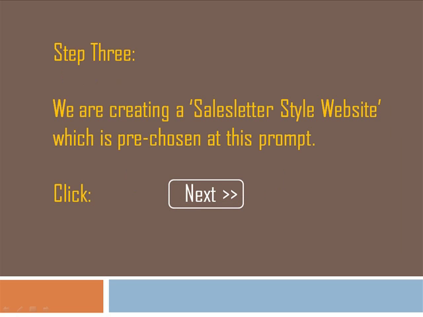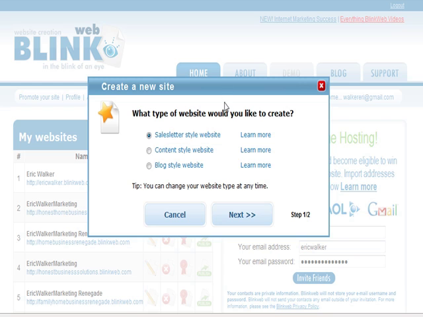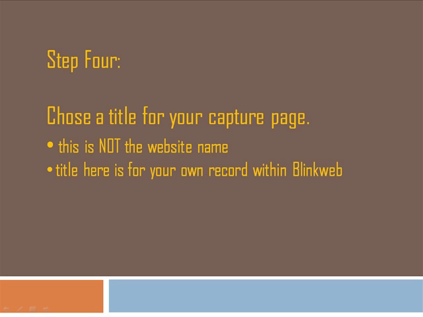When you create a new site, there are going to be three options in the next prompt. We are just going to be clicking Next because option number 1, Sales Letter Style Website, is already chosen for us. Here we are. Click that Next button. As you can see, Sales Letter Website is chosen, which brings us over to having to choose our title of our capture page.